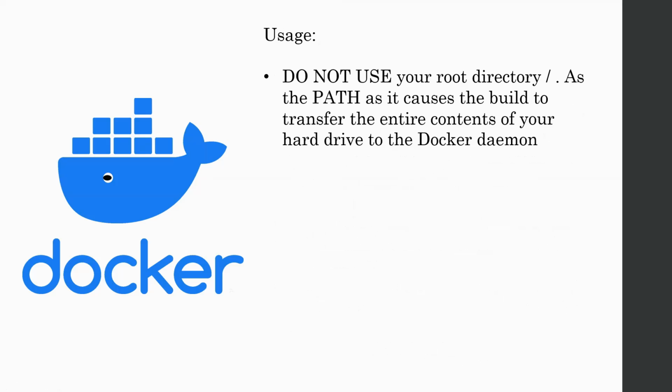Now, there is a word of caution. Do not use your root directory, /, as the path, as it causes the build to transfer the entire contents of your hard drive to the Docker daemon. And what is a Docker daemon? A Docker daemon is a persistent background process that manages Docker images, containers, networks, and storage volumes. A Docker daemon constantly listens for Docker API requests and processes them.